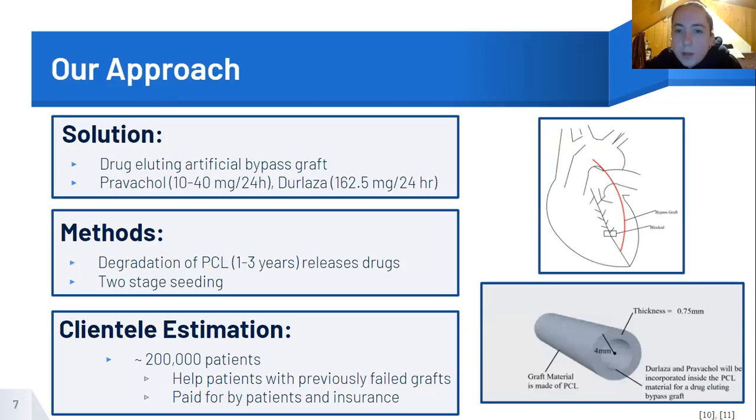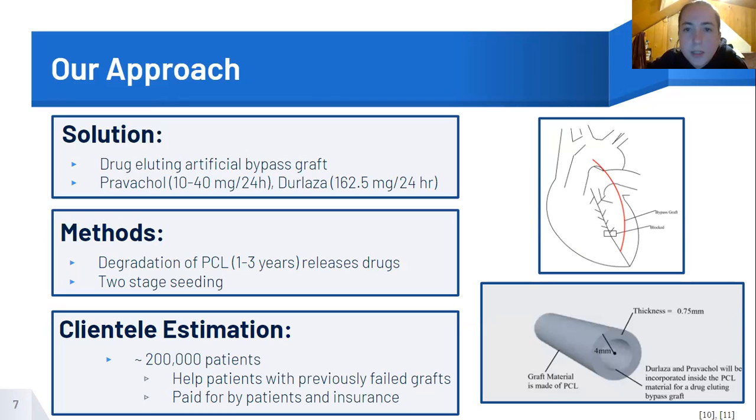So we are proposing an artificial bypass graft that is made of PCL and is seeded with the patient's endothelial and smooth muscle cells. The device will also incorporate the release of two drugs, Pravachol, an anti-hyperlipidemic drug, and Durlaza, an anti-inflammatory drug, that will help reduce the buildup of lipids and prevent inflammation. Studies involving the combination of these drugs have shown a decrease in the risk of heart attacks and strokes, and that the side effects were not increased.